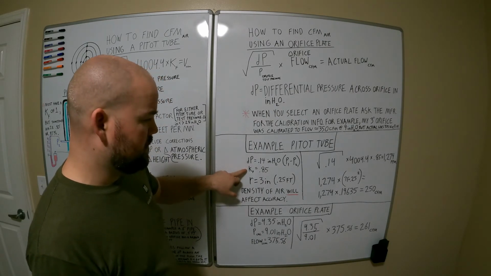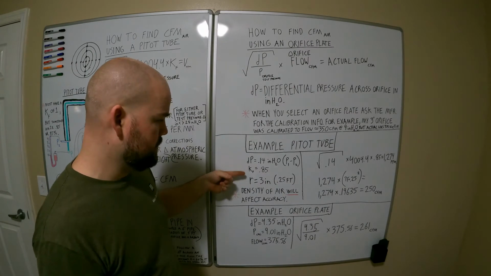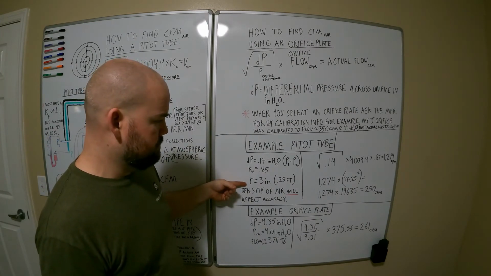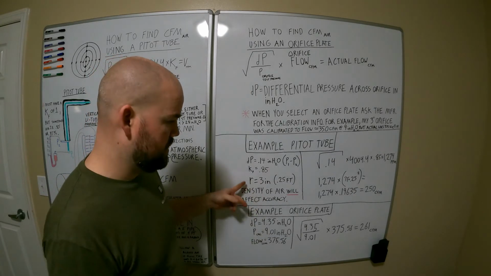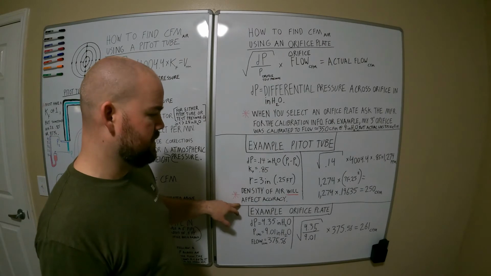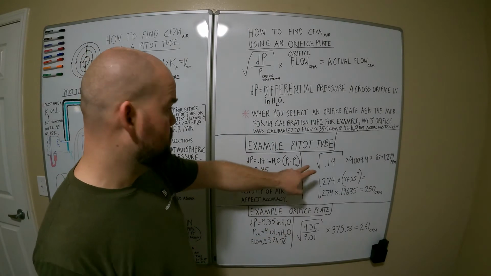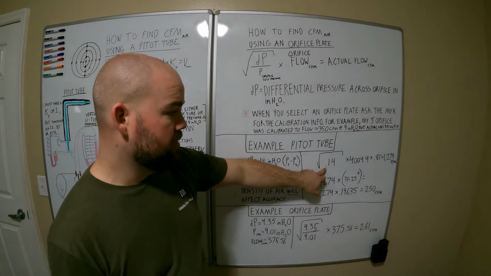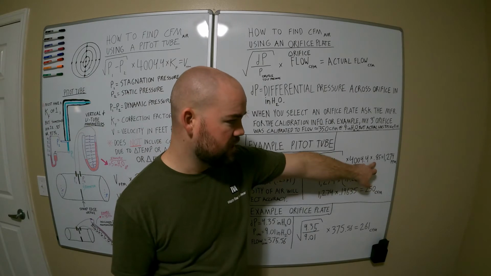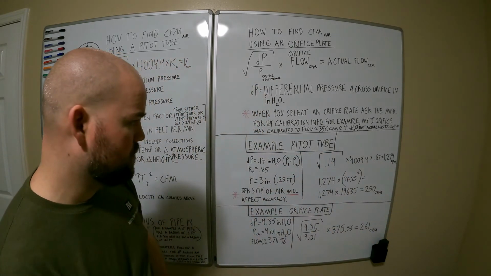What we're going to do is take our K factor. Let's just assume we have a pitot tube that has a K factor of 0.85, and your radius is 3 inches. Density of the air will affect accuracy, so make sure you're taking that into account. But it's simple, using the formula: your differential pressure, square root of that, multiplied by 4004.4 times your K factor, gets you feet per minute. So let's say 1,274 feet per minute.